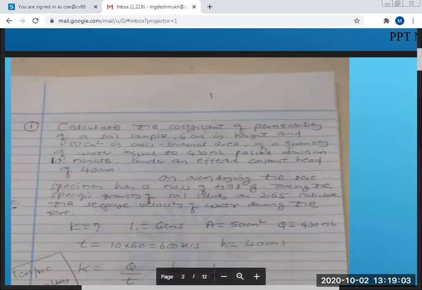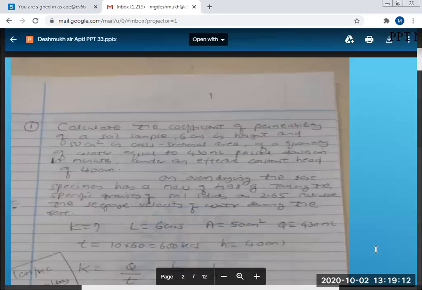So the given data is L equal to 6 centimeter, A equal to 50 centimeter square, Q equal to 430 ml, and time equal to 10 minutes, that is 10 into 60, 600 seconds. And H is equal to 40 centimeter.